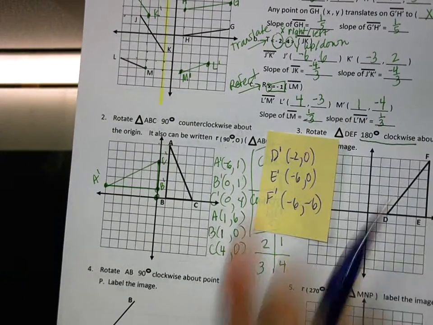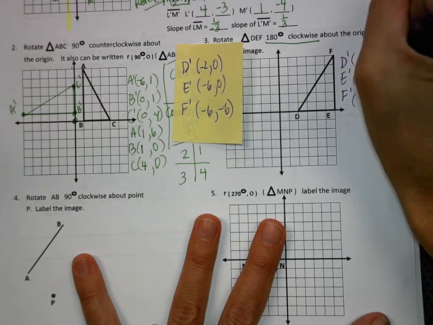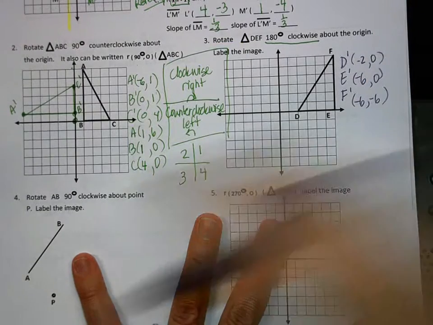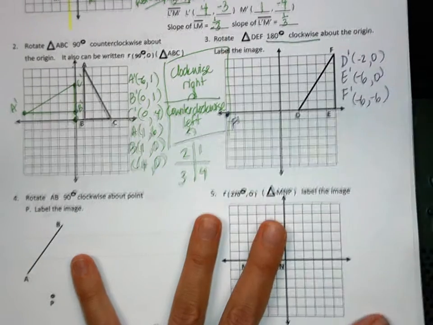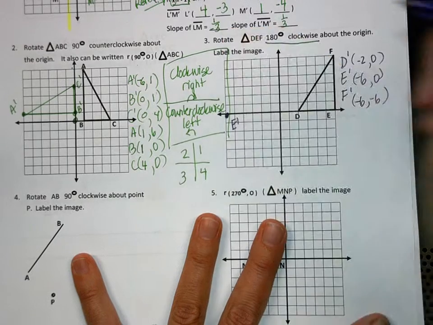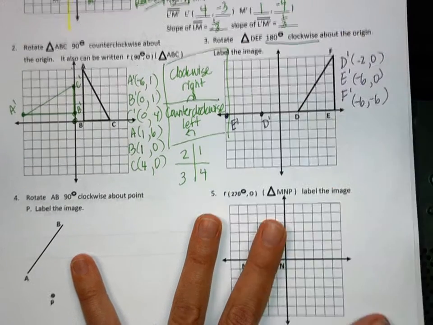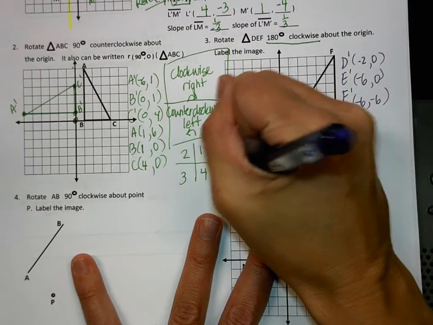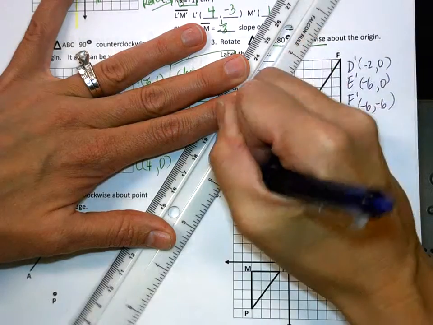And we'll go ahead and mark our points. And so we have -2, 0, -6, 0, and -6, -6. And we'll plot those points. So -6, -6 is F prime. -6, 0 is E prime. -2, 0 is D prime. And -6, -6 down here is F prime. And you can see that it did end up in quadrant 3.